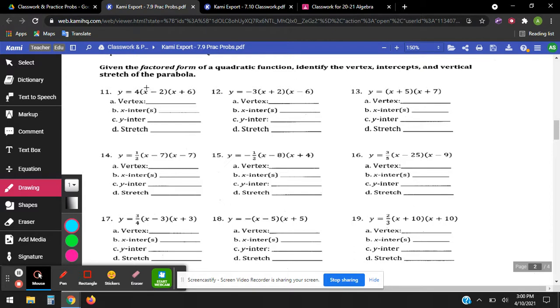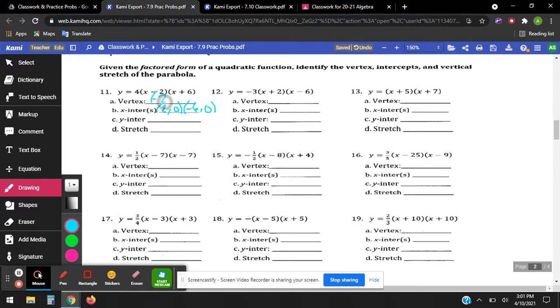So if x is 2, 2 minus 2 is 0. So I know one is 2, comma 0. And then for the other one, I need this to equal 0, so x has to be negative 6 to make the 0. And my vertex is going to be the middle between those two. Let's just add them. 2 plus negative 6 is negative 4. Half of negative 4 is negative 2.